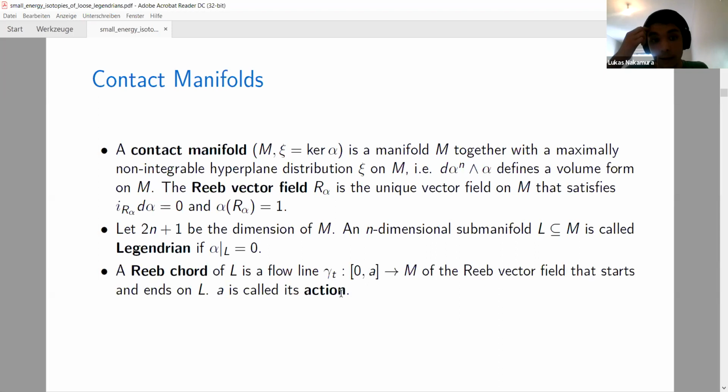Okay, so we have this Reeb vector field, and a Reeb chord is simply a flow line of this Reeb vector field, which starts and ends on L. And well, let's say it is parameterized from time 0 to time a, and then a is called the action of the Reeb chord.